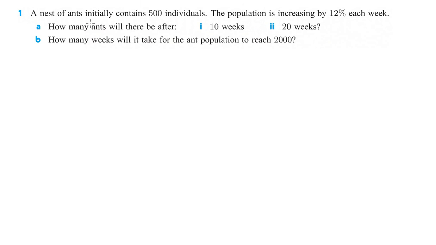So what we want to do is write ourselves a little population formula here. Population, P equals... Always start with your initial amount, so that's 500, and then we're going to multiply by 100%, so that's 1.00 plus our increase, which is 12%, so that's 0.12, and that's going to be all to the t for time, and that's going to be time in weeks, right?